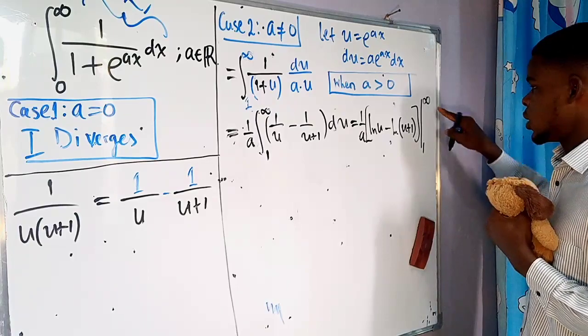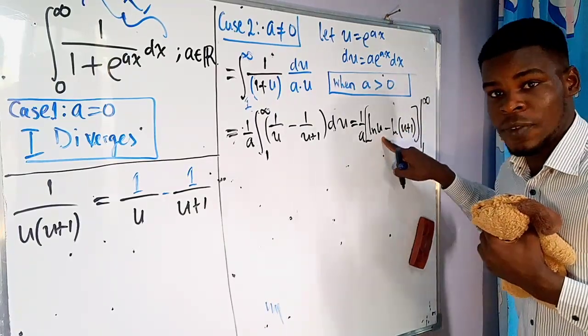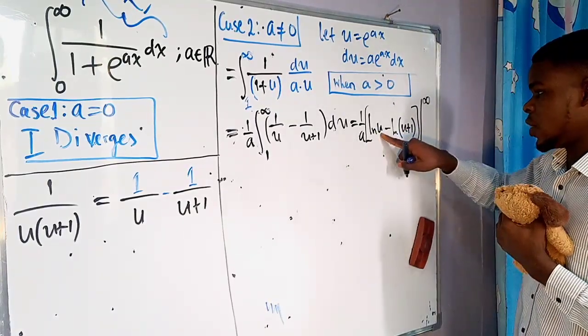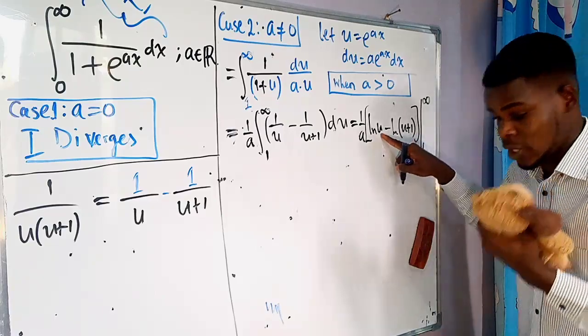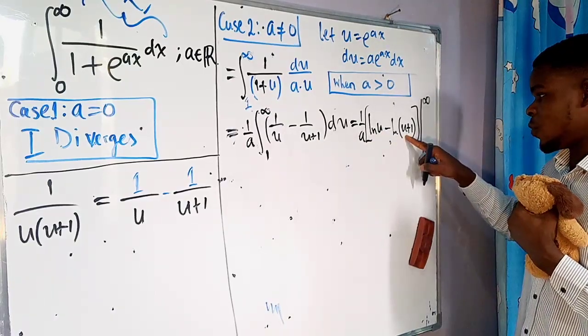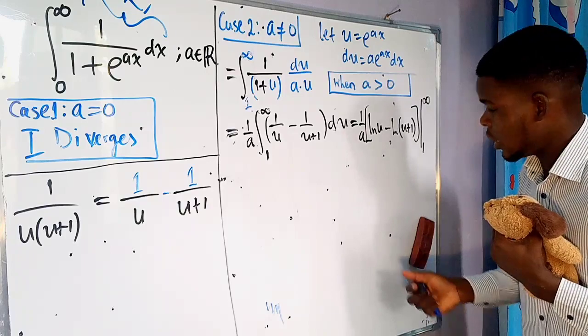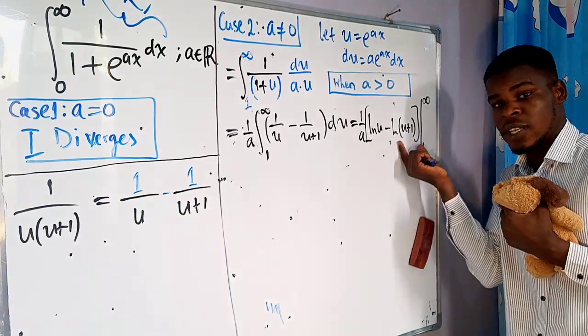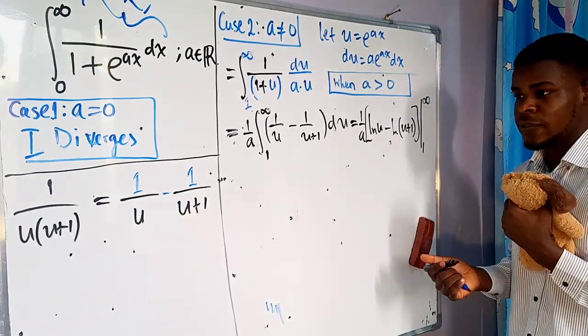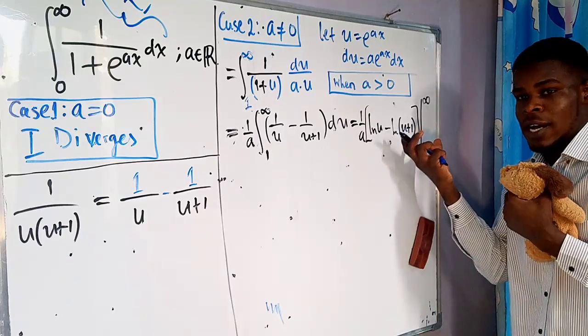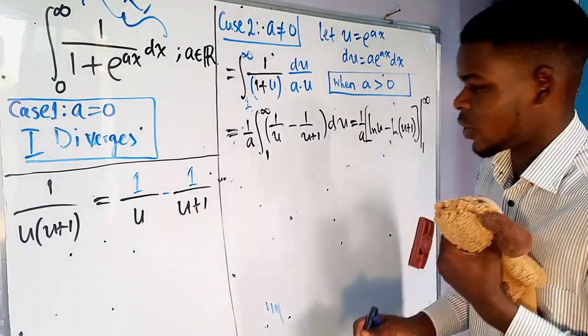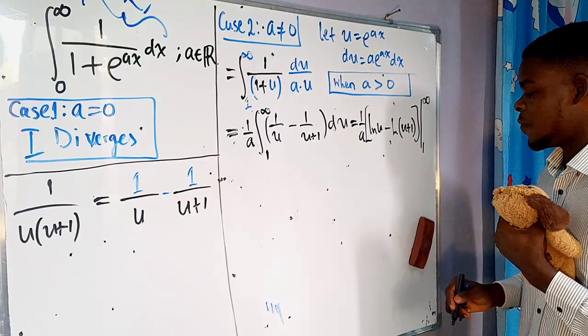Great. So you notice that when we substitute infinity, that means as u approaches infinity, natural logarithm of u approaches positive infinity, and the natural logarithm of u plus 1 also approaches infinity. So what we have here is an infinity minus infinity situation, which is an indeterminate form. So we need to do more work on that, because we're taking the limit as u approaches infinity.